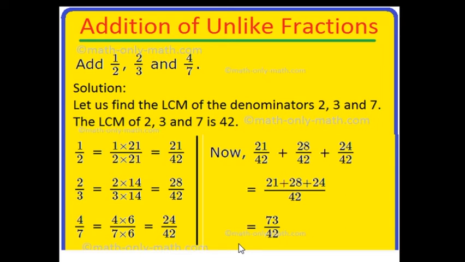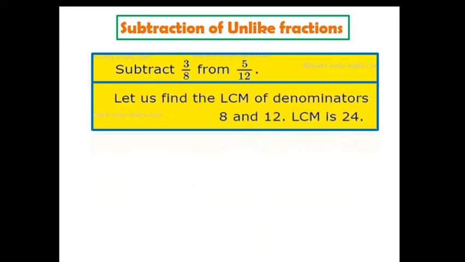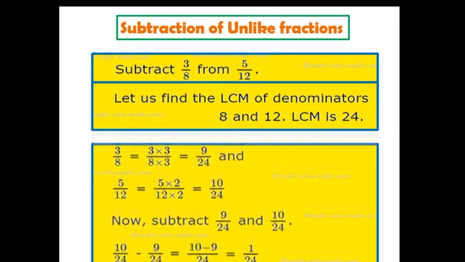So comes our new topic, that is subtraction of unlike fractions. Here we have taken an example: 3 by 8 from 5 by 12. It means 5 by 12 minus 3 by 8. So, let us find the LCM here. Same procedure, we have to take the LCM of 8 and 12, that is 24.